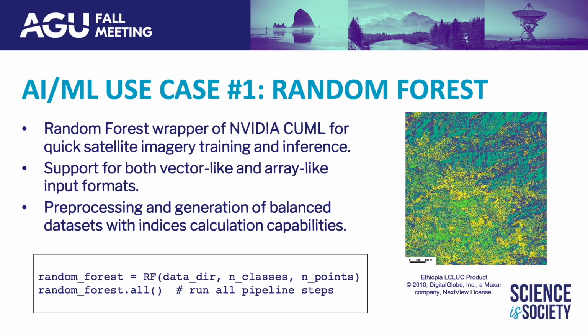First, you need to specify where the data is located. Let's say that you have training and labels segregated in different files, and then the number of classes and the number of points you want to generate for your data set. In the case where you already have your CSV data set with the points that you want to train on, then you would just need to specify the number of classes and the CSV file. But then all of the pipeline steps, let's say pre-processing, training, and inference, would all happen by those 2 lines of code.